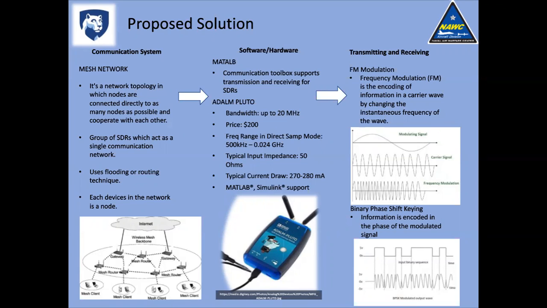Some useful techniques for transmitting and receiving over radio are FM modulation and binary phase shift keying. And these were significant for our project, as you'll see in the next slide. FM modulation, or frequency modulation, is a type of modulation where the information is stored in the frequency of the wave, and in binary phase shift keying, the information is encoded in the phase.